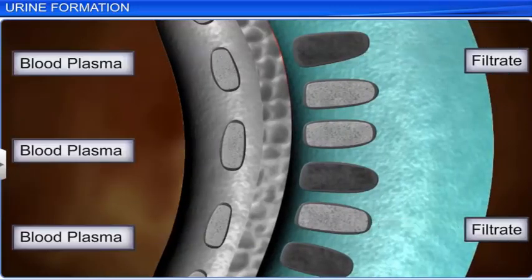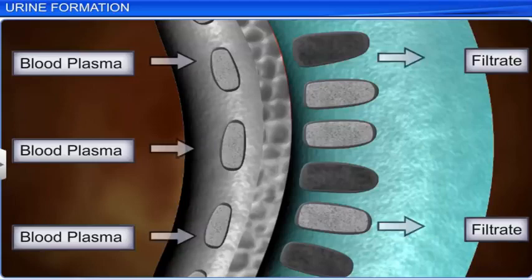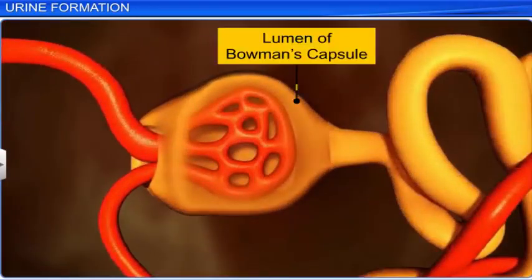These slits or membranes help in the filtration of blood, and almost all the constituents of the plasma except the proteins pass into the lumen of Bowman's capsule. This is the reason why glomerular filtration is known as ultrafiltration.